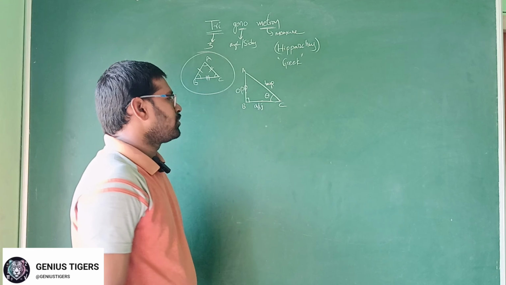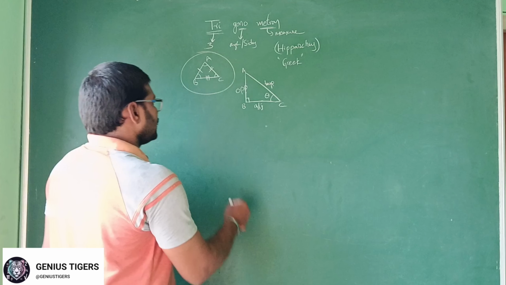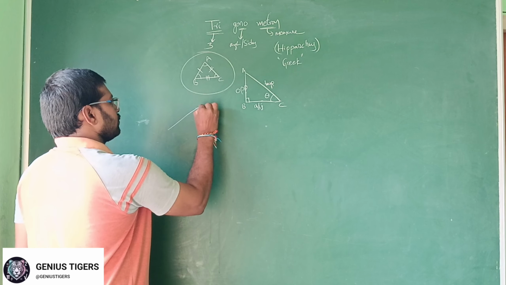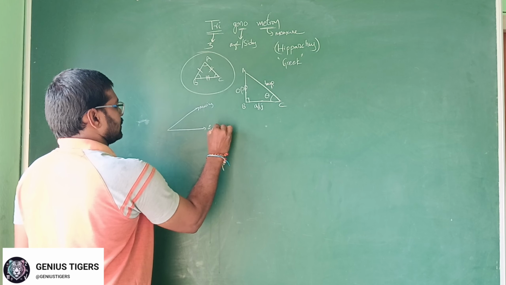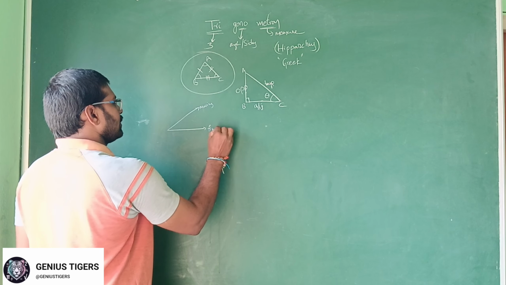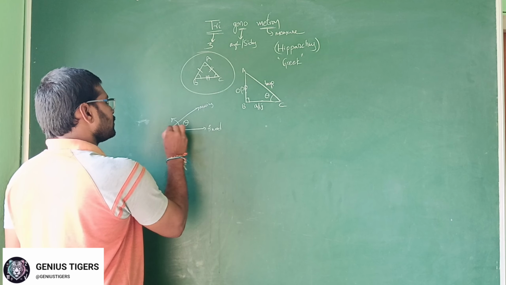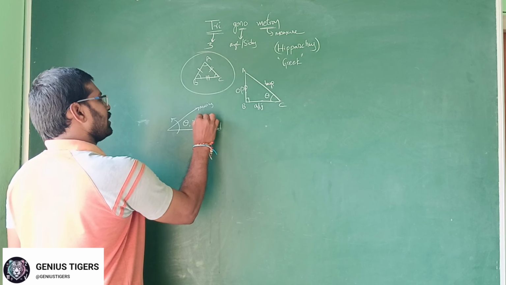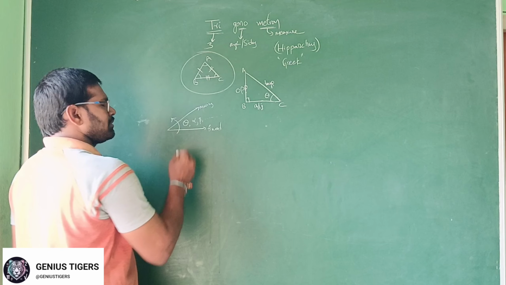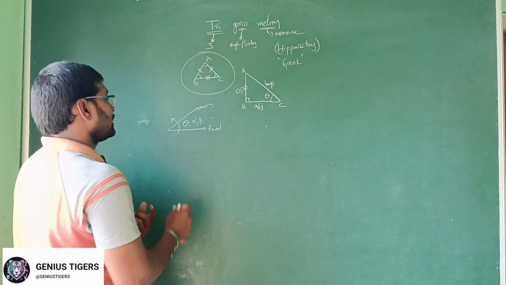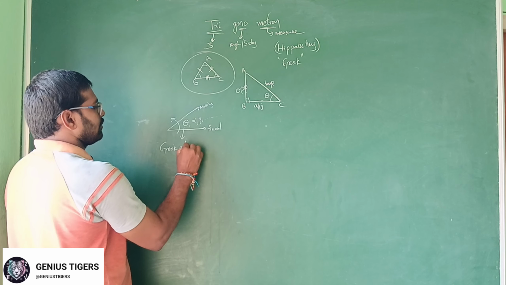And here one more important point, angle. What is the definition of angle? The amount of rotation of a moving ray about a fixed ray is called an angle. Angle is denoted by theta, alpha, beta, gamma, and so on. These all are Greek alphabets.